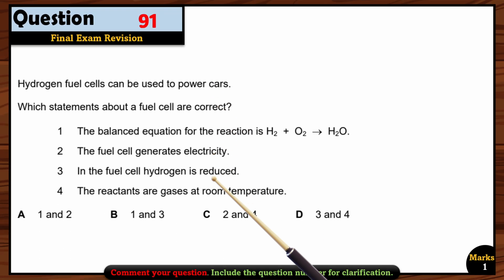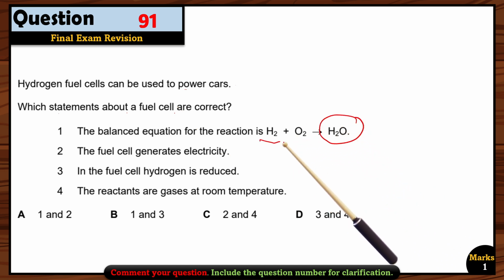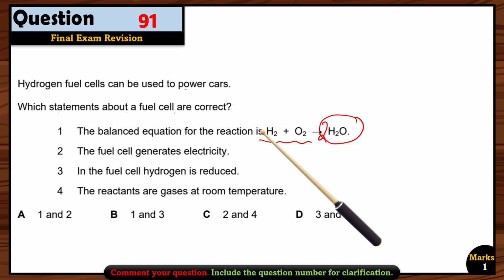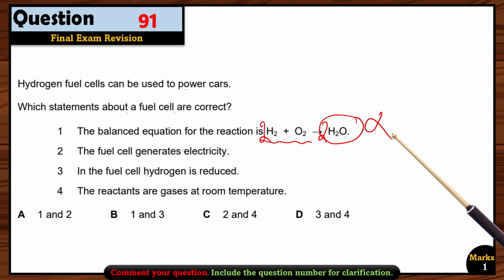Question 91. Hydrogen fuel cells can be used to power cars. Which statements about the fuel cells are correct? The balanced equation for the reaction is H2 plus O2 gives H2O. Is it balanced? I don't think so. It should be 2 here and also 2 here, right? So it's not balanced.